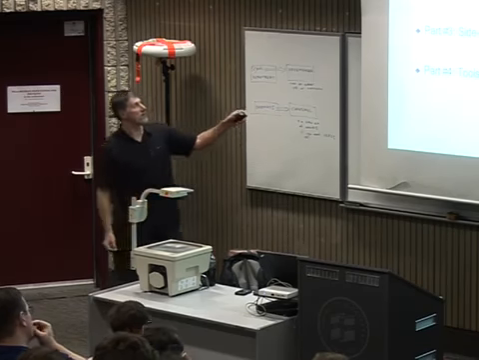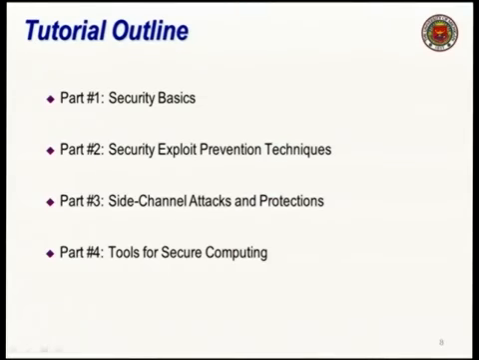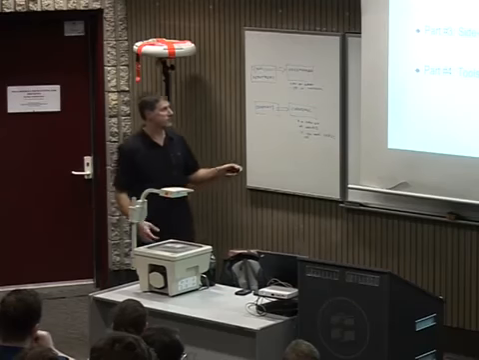So, 4 parts of this. First, we're going to do some security basics. We're going to look at what are the tools of a secure system, for building a secure system, and then what are the attacks perpetrated on those tools. Then we're going to look at some security exploit prevention techniques. What can you do to a system to make it harder to attack from a software perspective?